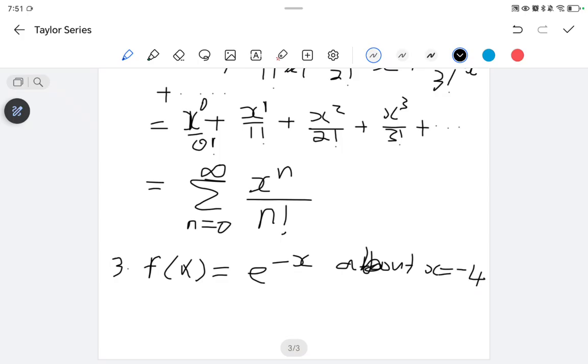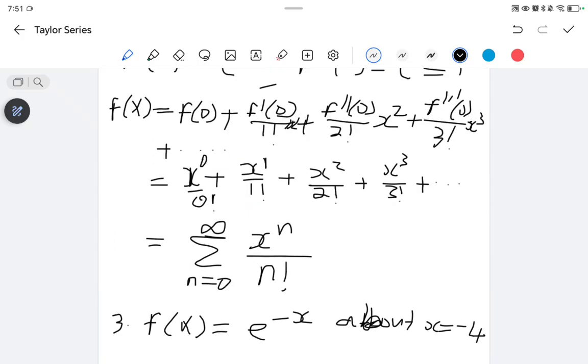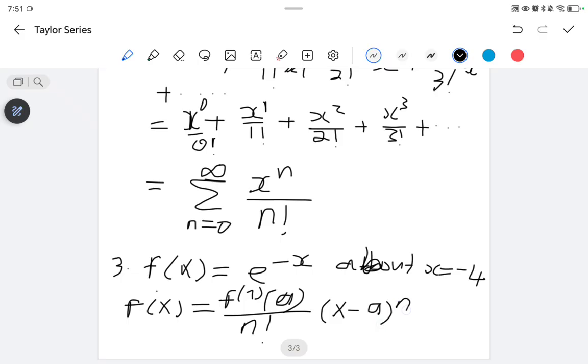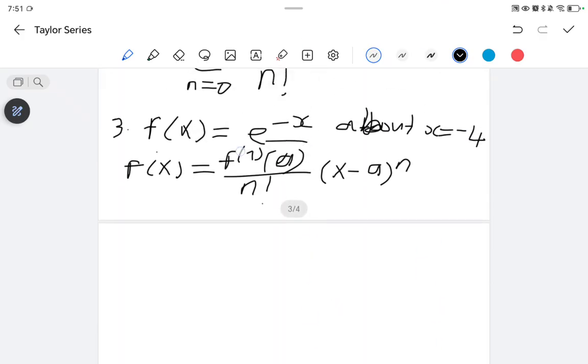You see, right? And then the original formula says that f of x is equal to f of n of a all over n factorial of x minus a to the n. You see, right? So we can start by finding these ones.